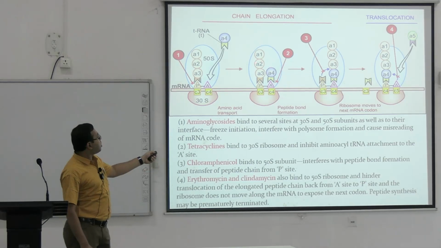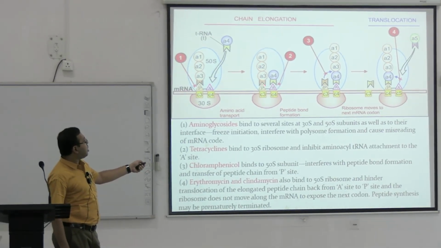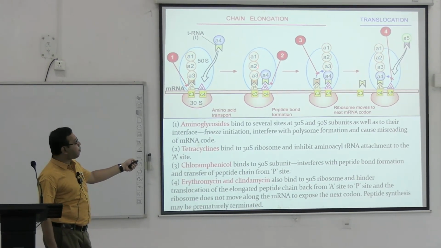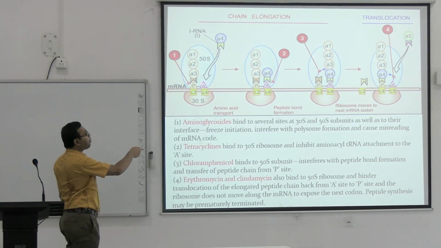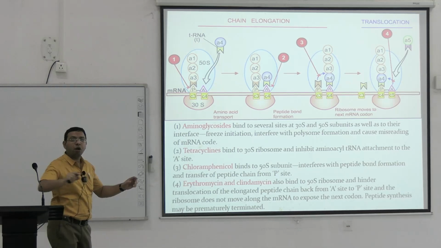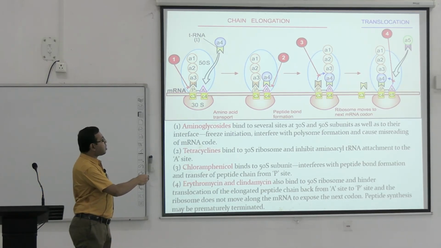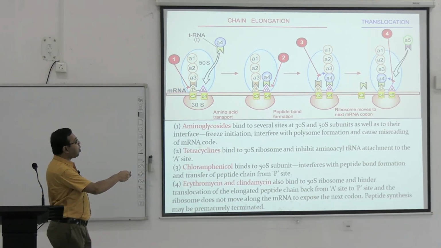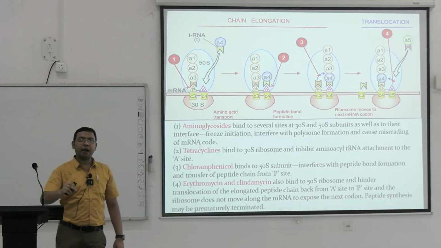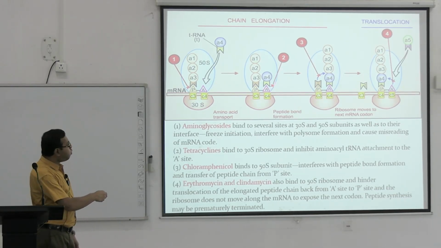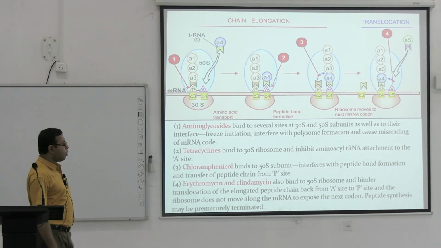and inhibit the aminoacyl tRNA at the acceptor site. So this is the aminoacyl tRNA. This peptide chain is already present. The new tRNA carries a new amino acid, so that the peptide chain can be elongated. So this elongation, the attachment of a new amino acid at the acceptor site, is blocked by the tetracycline.